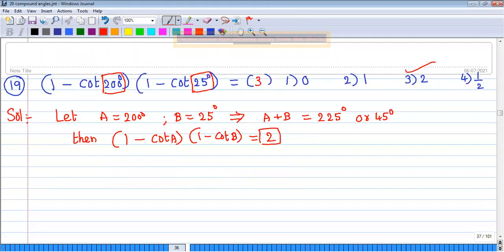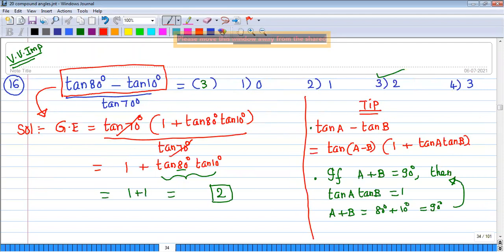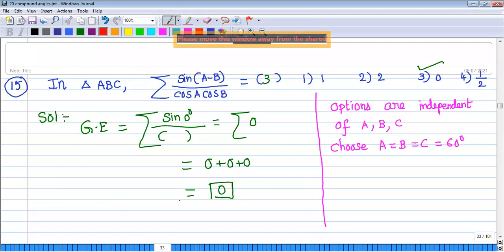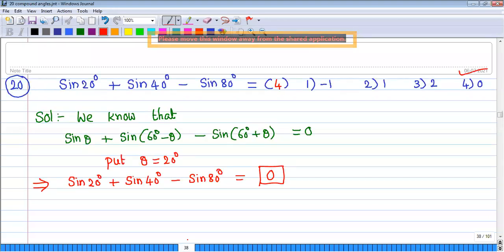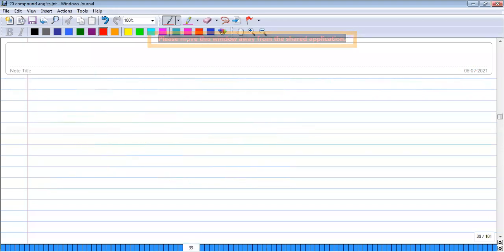Completed, sir. 1 minute. Completed, sir. Right. This is the first page. Finished first page. What is the page number we have now? 40, yes, sir. 41, 40, 39, 38. Yes, 39.